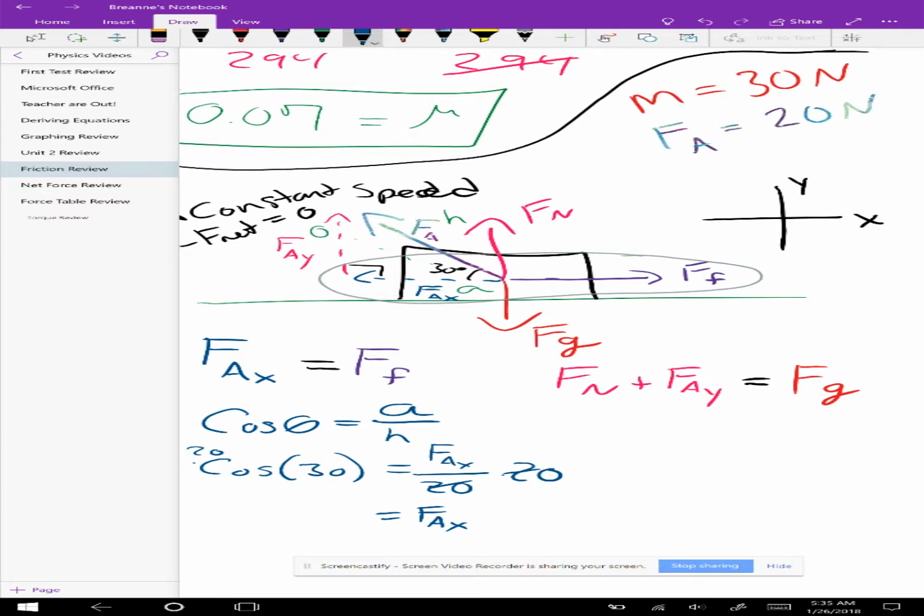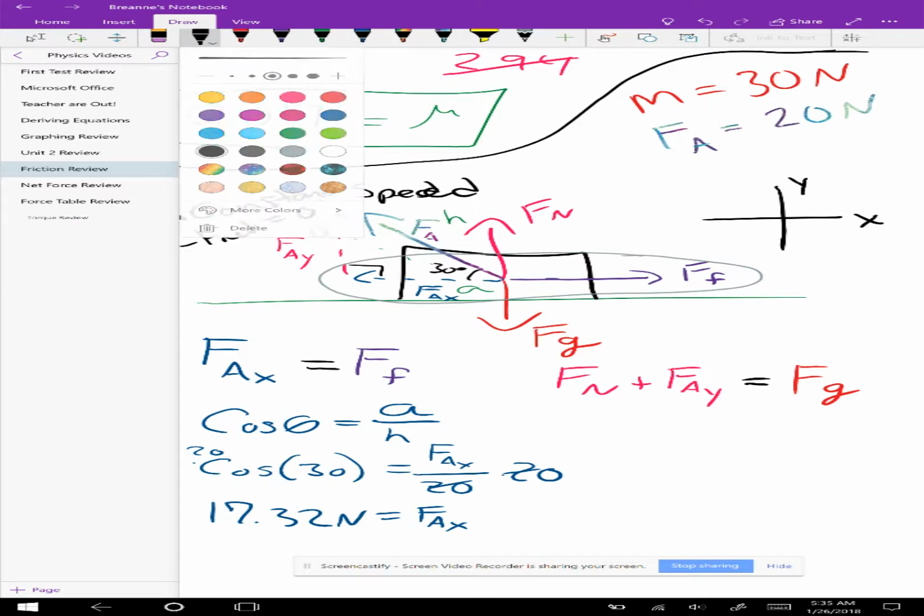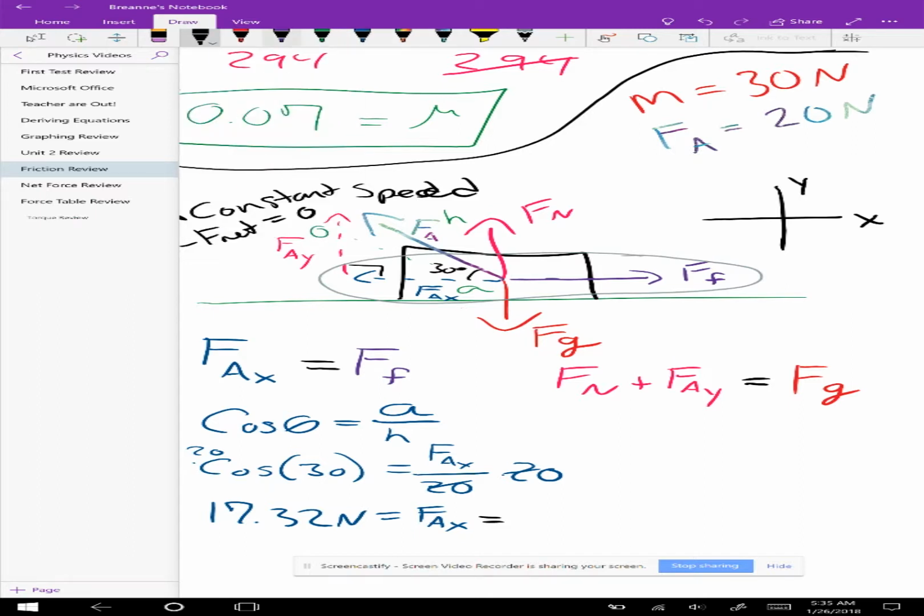What are you going to make sure? You're in degrees. Awesome. Thank you. So, you get 17.32. Always go 2 behind the decimal. That is in newtons. And that also equals your force of friction because it's balanced.